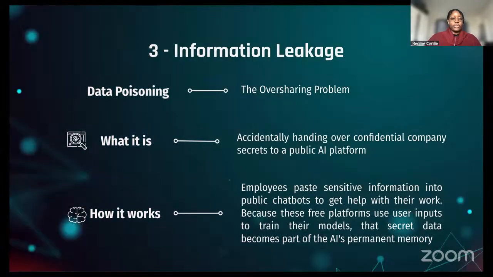Another threat is information leakage. You can probably get it, say, through prompt injection, and then get the information that you need, and that will be called information leakage. So let's call it the oversharing problem. Now, what is it? That's handing over confidential company secrets to a public AI platform.